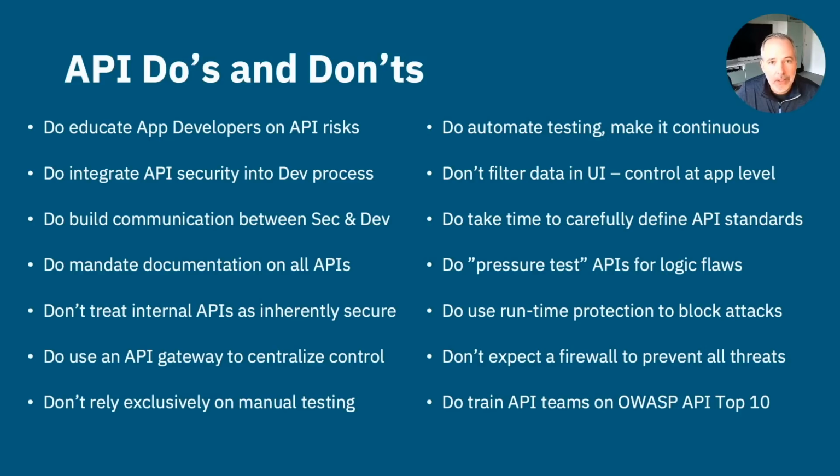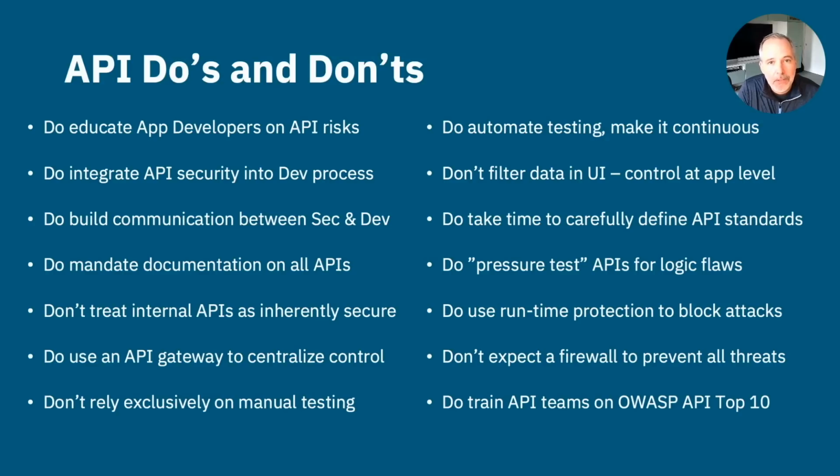Don't filter data in the UI. This is one I can't stress enough. If your app returns all the fields of a record and you rely on the UI to filter out the sensitive stuff, then all an attacker needs to do is go around the UI and call the API directly and get the raw, unfiltered data.